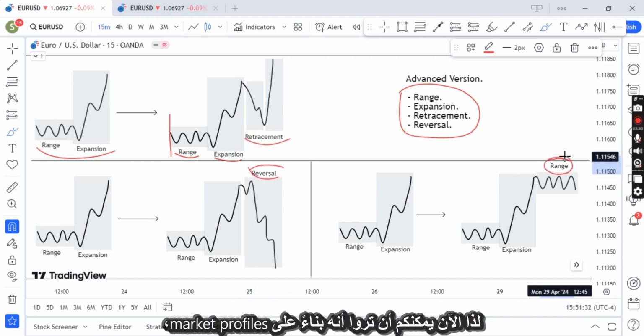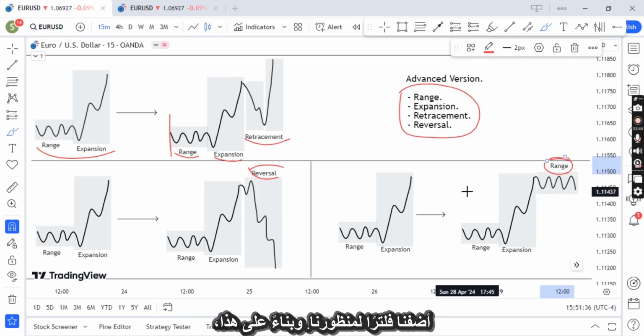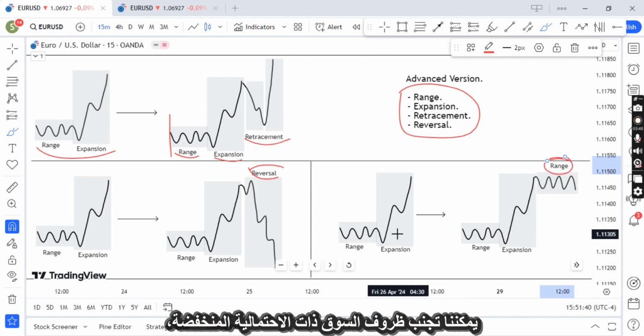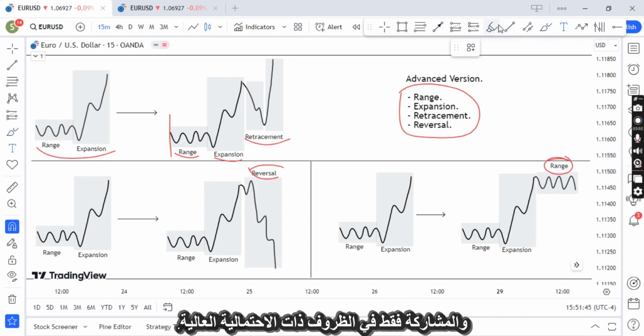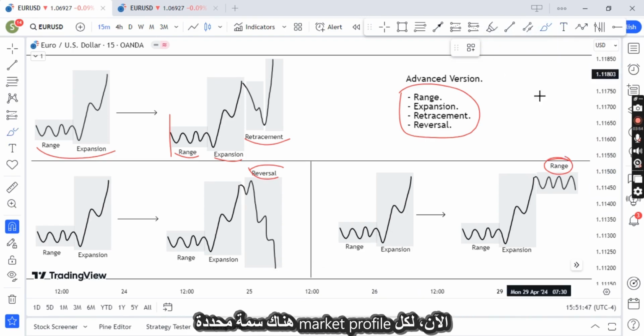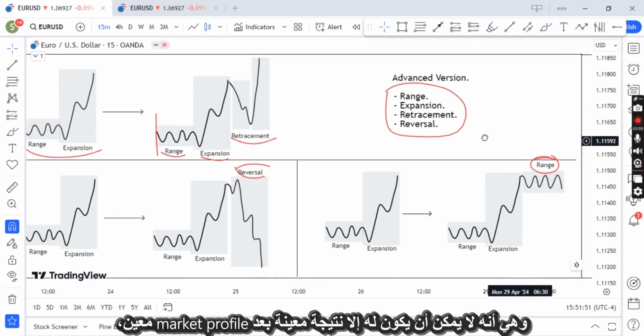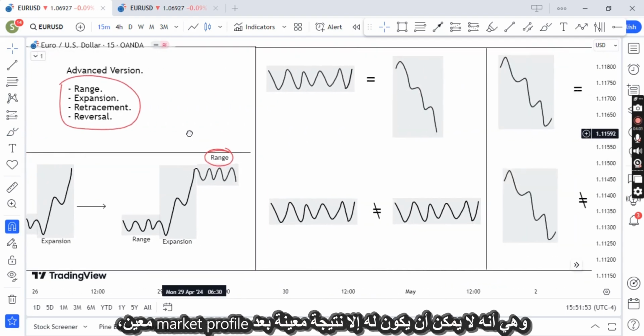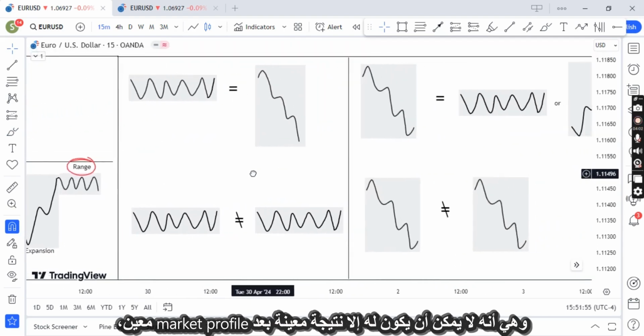So now you can see that based on market profiles, we've added a filter to our perspective, and based on this we can potentially avoid lower probability market conditions and only take part in high probability conditions. Now for each market profile there is a specific theme, which is that it can only have a certain outcome after a particular market profile, right?